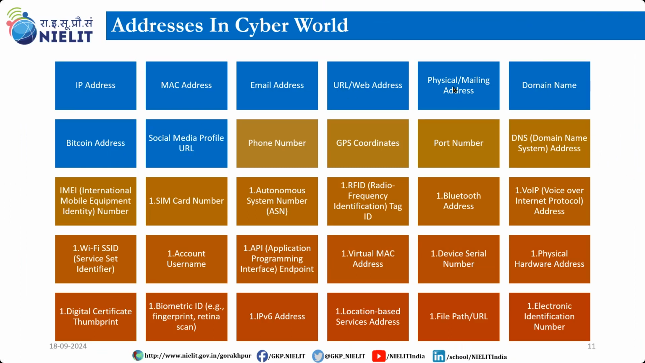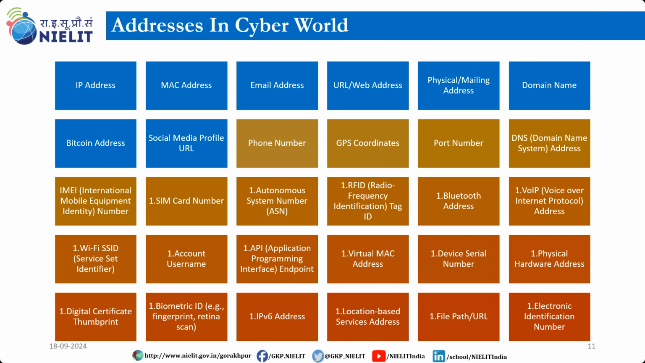Then physical mailing address, then domain name, then Bitcoin address, then social media profile URL, then phone number, then GPS coordinate, then port number, then DNS ecosystem, IMEI number, then SIM card number, then autonomous system number. So this autonomous system number is basically a part of routing protocol in which a company, an organization is assigned a special number for its entire infrastructure.